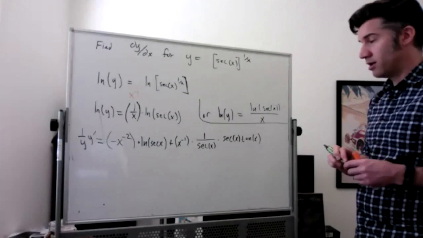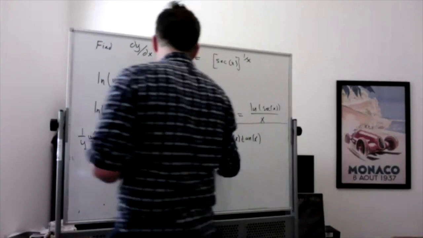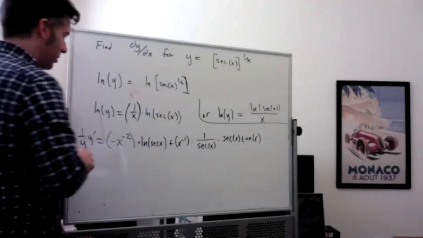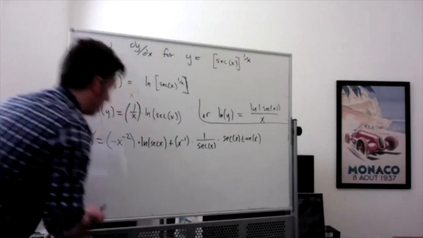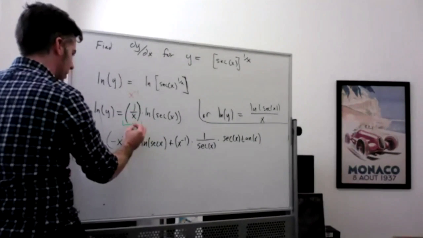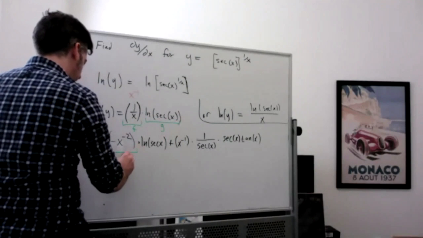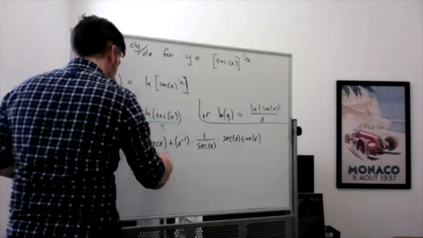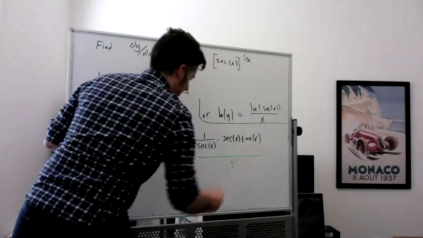Okay, so then we multiply both sides by y, and we simplify this. I'm also going to remind everybody again, I'm just doing the product rule here. If this is my function f, this is my function g, here's f prime, here's g, here's f, here's g prime.